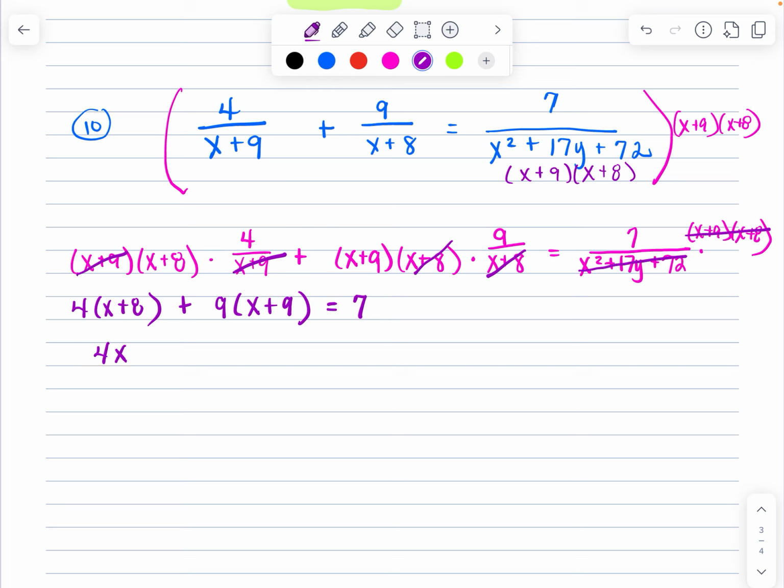So use the distributive property and solve it, right? You get 4x plus 32 plus 9x plus 81. Right, I use the distributive property here and here. And it equals 7. And then the rest of it is, can Miss Wyndham do her math right? 4 plus 9 is 13. Oh, Jesus. 32 and 81. Listen, I do not trust my brain today. 113? Sure. Equals 7.